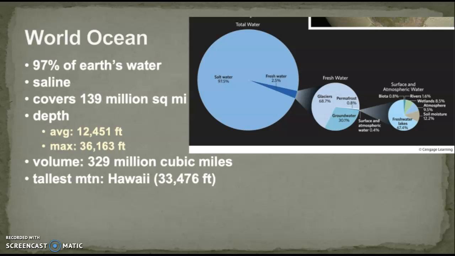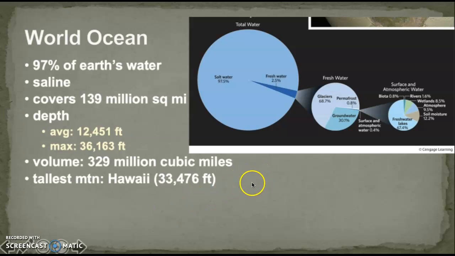It has an average depth of 12,451 feet, which is a little bit more than 2 miles. So the ocean is on average about 2 miles deep. The maximum depth of the ocean, 36,000 feet, would be about 7 miles deep, and that's the Challenger Deep. And we'll find deep places around the ocean as well as some very shallow places as well. The total volume is 329 million cubic miles. That's just a huge number.